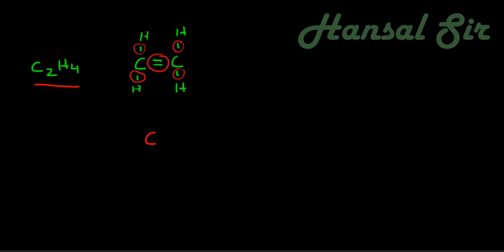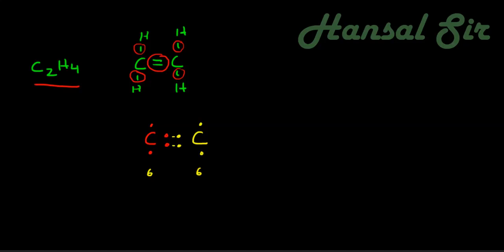First carbon has 4 electrons, 1, 2, 3, and 4 electrons of its own. Second carbon also has 4, 1, 2, 3, and 4. Now, if you can see these 2 electrons, first 2 carbons are sharing 2 pairs of electrons. Now, if you count the number of electrons, carbon has 1, 2, 3, 4 of its own, and 2 from the other carbon, so 6. And this carbon also has 6 electrons.